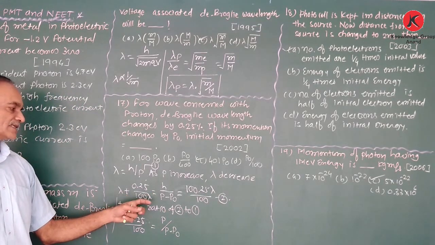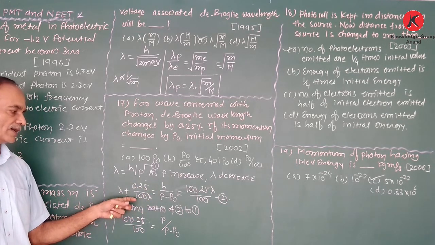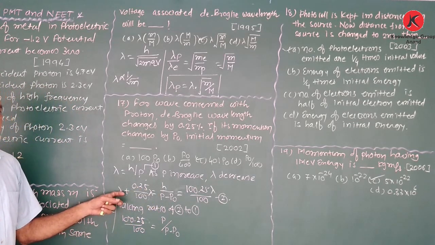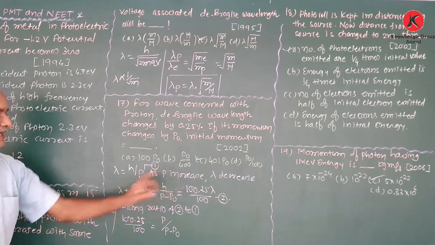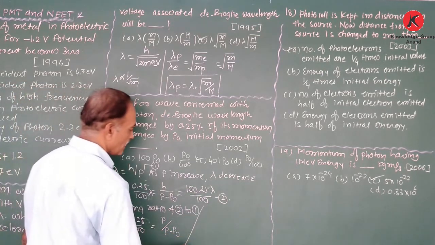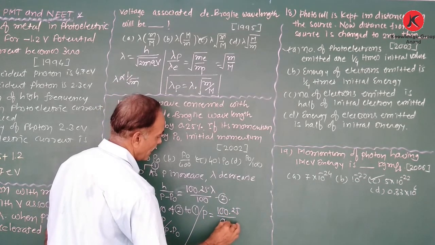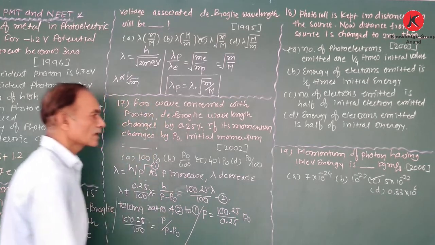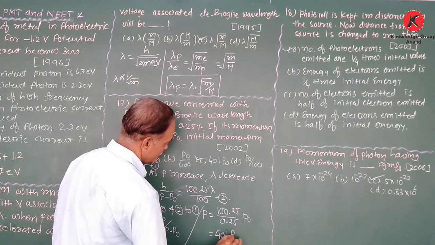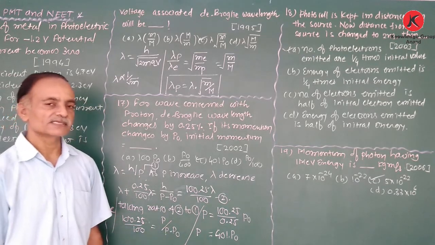Because here we simply take the LCM, which is 100, so (100 lambda plus 0.25 lambda) upon 100. Right? Therefore lambda is common, 100.25 lambda upon 100. That is the simplification. So by simplifying this, we obtain P is equal to 100.25 upon 0.25 P0. Therefore, 401 P0. So the initial momentum of the proton is 401 P0.